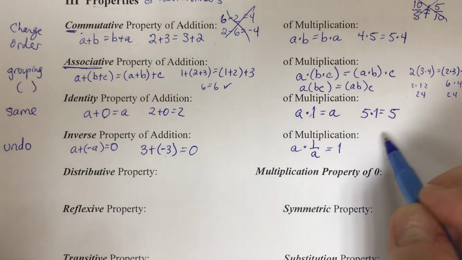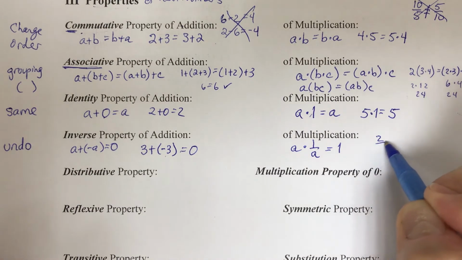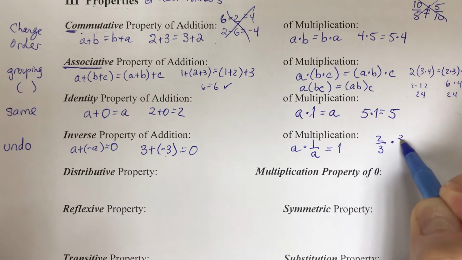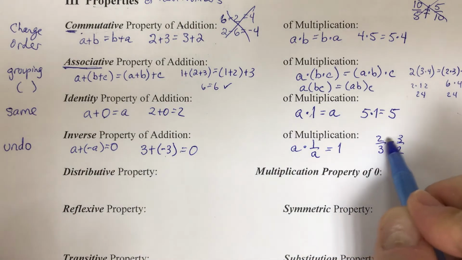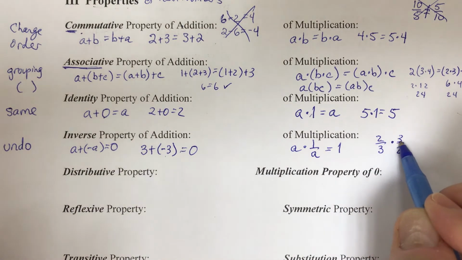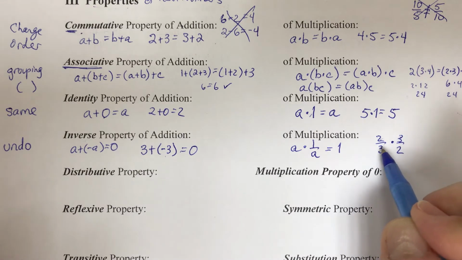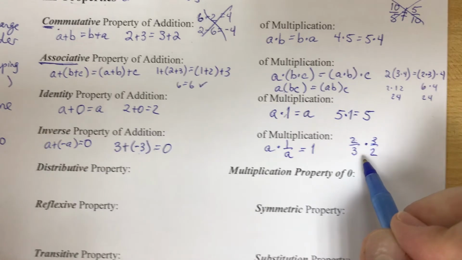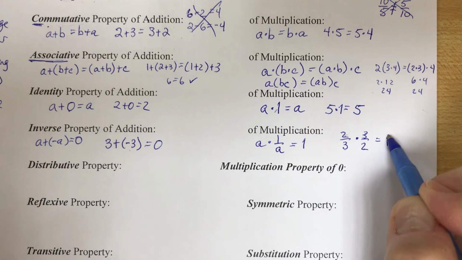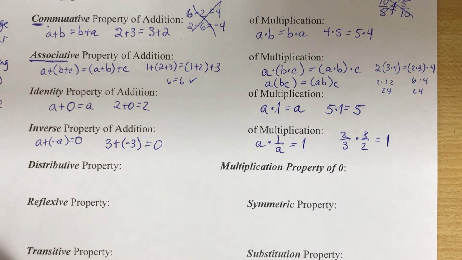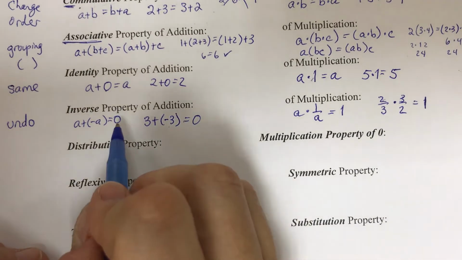As an example, if I took 2/3 and I multiplied by the reciprocal 3 over 2, now if I work that out, I can multiply the numerators. 2 times 3 is 6. 3 times 2 is 6 in the bottom. And what we get is 1. 6 divided by 6 is equal to 1. Okay? So that is called the inverse.